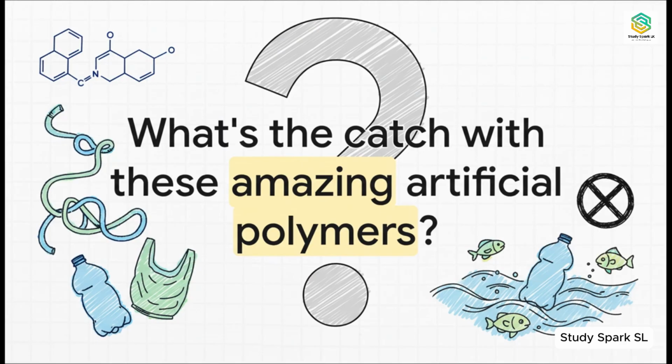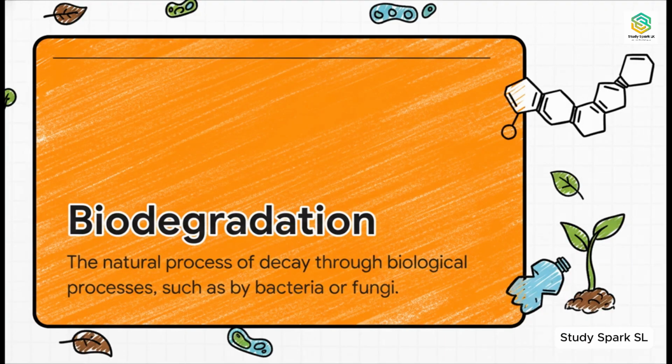So, what's the catch? With all these amazing, incredible artificial polymers we've created, what's the downside? The answer lies in one word: biodegradation. This is basically nature's cleanup crew. It's the process where living things, like bacteria and fungi, break down complex materials and return them to the environment. Natural polymers are designed to be part of this cycle.